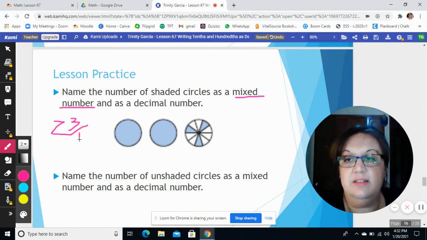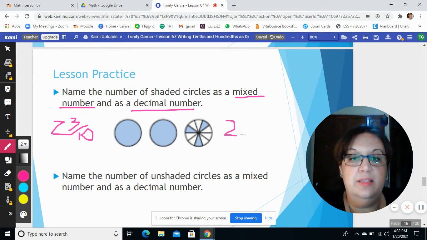Sorry, guys. Hard to draw with this little touchpad. Okay, now we're going to write it as a decimal number. So 2 goes first, then our decimal point, then 3. Okay, and we read it the same. 2 and 3 tenths.